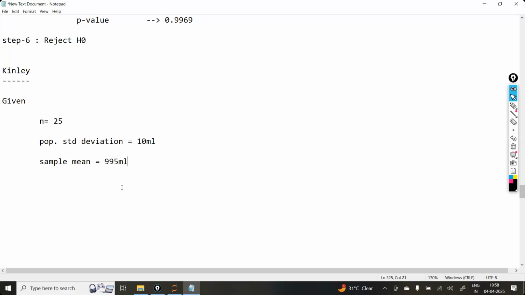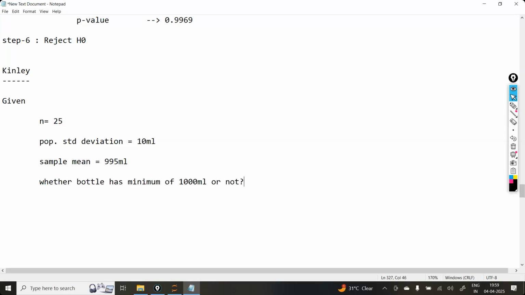Sample mean is 995 ml. Population standard deviation is 10 ml. And 25 samples are collected randomly. Do the hypothesis testing to check whether the bottle filling is having a minimum of 1000 ml or not. Apply the hypothesis test and say whether the bottle has a minimum of 1000 ml or not. That is the question.